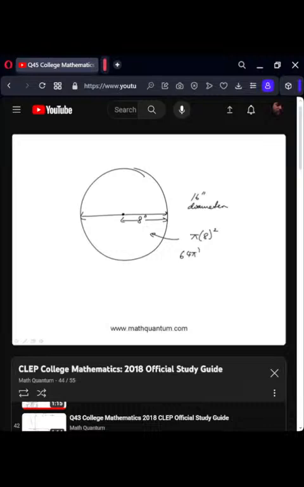It's being divided into 12 equal slices, which means the area of each slice would be 64 pi over 12, and I can reduce the 4 times 3, and that's 16, so the answer is 16 pi over 3.